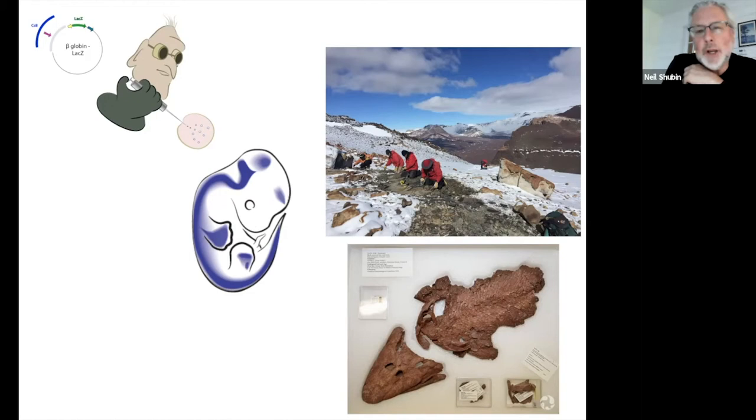What do you do? Well, you look for places in the world that have three things. You look for places in the world that have rocks of the right age to answer the question that interests you. So remember I told you that the fish in the previous diagrams were from rocks about 390 million years old, and the early limbed animal, the tetrapod, from rocks about 365. So you want to be in that window of time, which we call the late Devonian. So rocks of the right age.